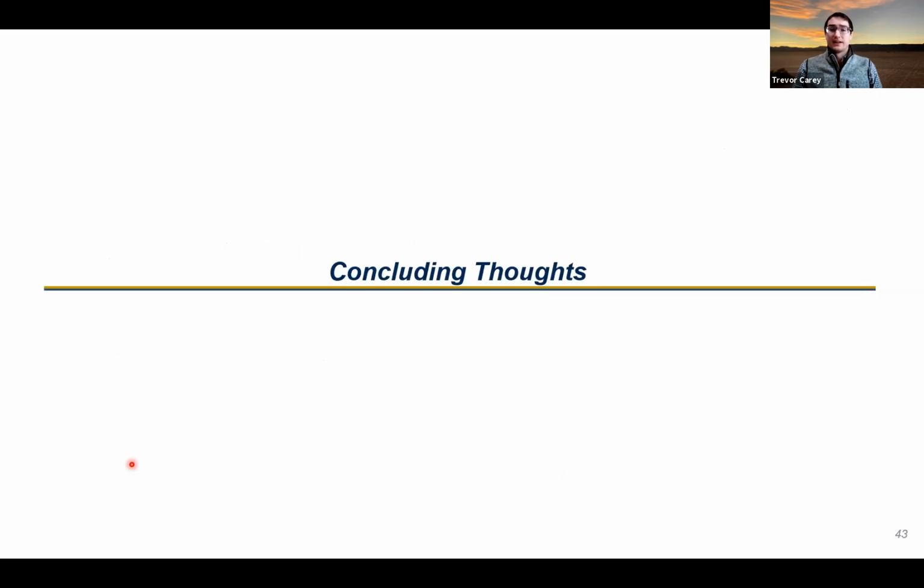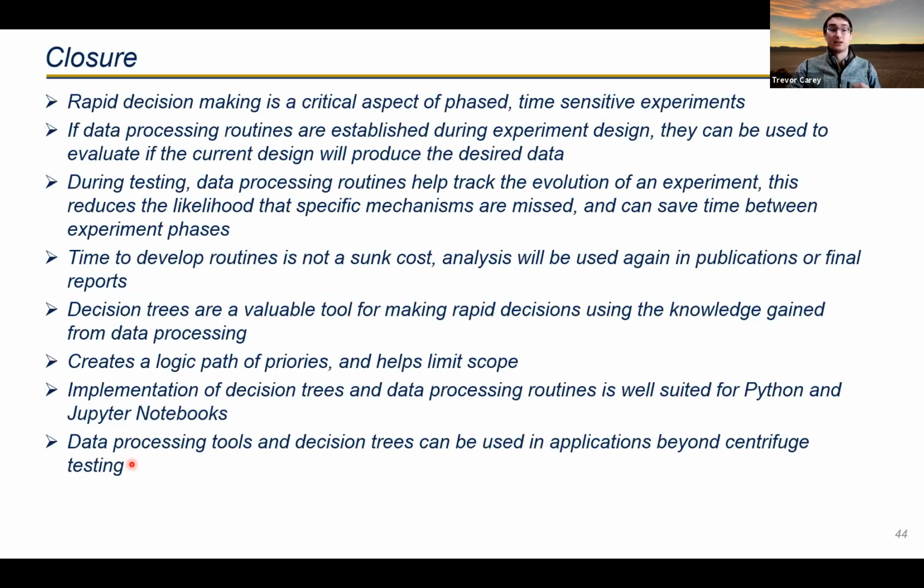All right, I got some concluding thoughts on this work, and then it looks like I have a couple more minutes for some questions here. The closure on this is: rapid decision making is a critical aspect of phase time-sensitive experiments. Oftentimes, most of the large experiments that we're doing have some kind of phase component. If you don't, you may not need rapid decision-making and data processing routines.